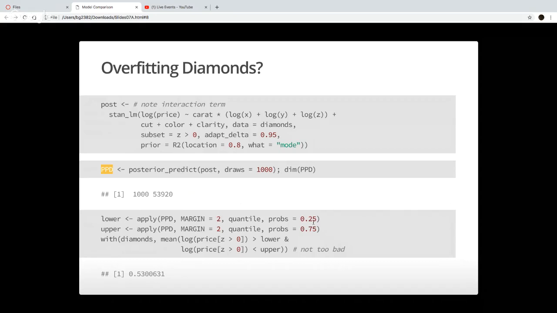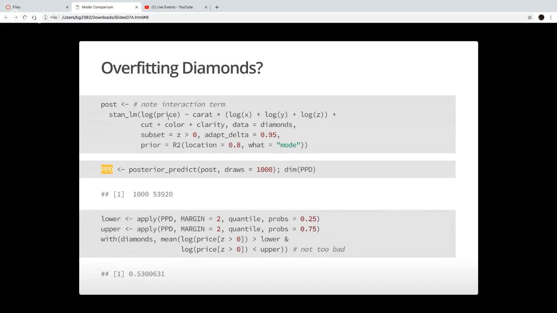And so we can get the lower 25% quantile and the 75% quantile for each of those n columns, which is like 54,000 in this case. And then we can evaluate on the data that we have. There was no splitting of training and testing in this situation.